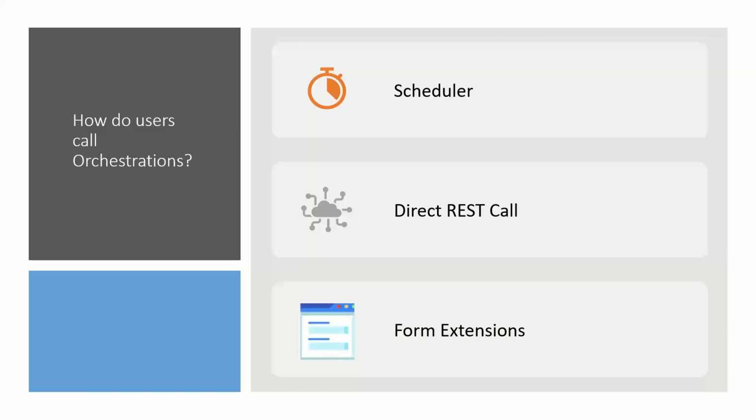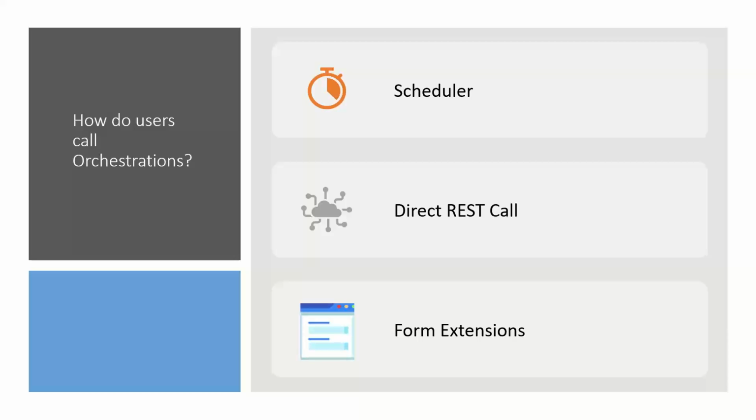Okay, so in our trainings, the most common question I always got was, how do end users call orchestrations, right? And so there's a few different ways in which orchestrations can be called. Certainly we have a scheduler, and with the scheduler, there is no end user call to the orchestration. The scheduler just runs it when it's time to run it, right? We can have direct REST calls. This is typically done from an external third-party application, right?